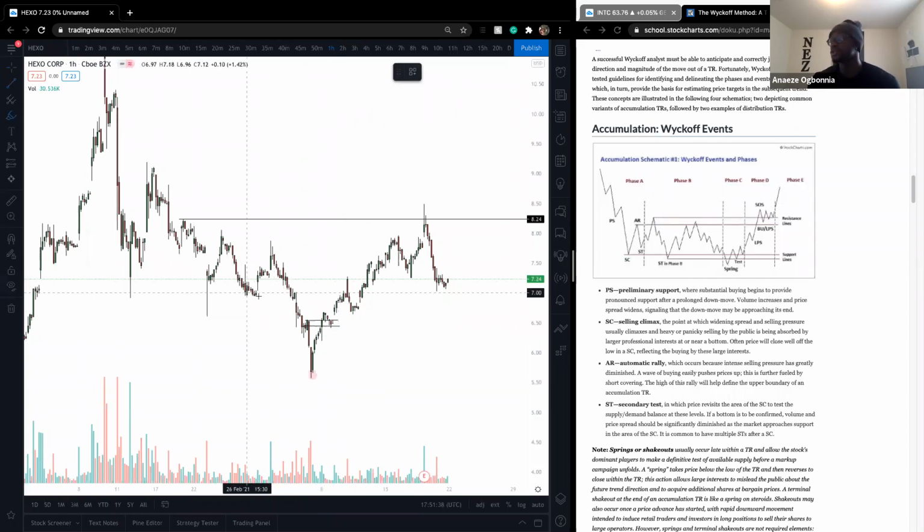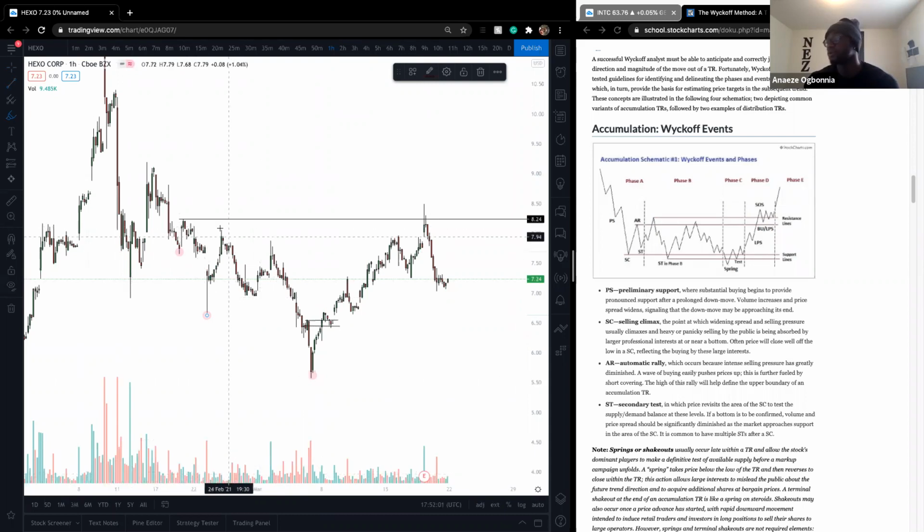This can be known as your secondary test in phase A, because you have a selling climax. So here will be preliminary support, selling climax. You can see that volume indication. This also goes with volume as well when you read the article. Basically, when you have a huge selling climax, you see that huge volume indication right there, major selling volume, the price just diminishes right after, then goes back up, right?